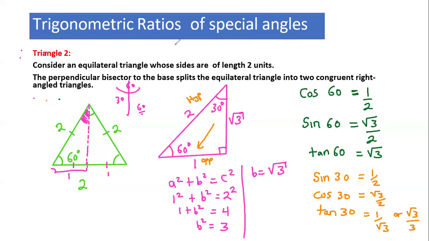Now, remember, tan is given by TOA, opposite over adjacent. So your opposite is 1, and adjacent is root 3. So when you rationalize, you'll have root of 3 out of root of 3. 1 times root 3 is root 3. Root 3 times root of 3 is root of 9, which is 3. So that's how it comes about.